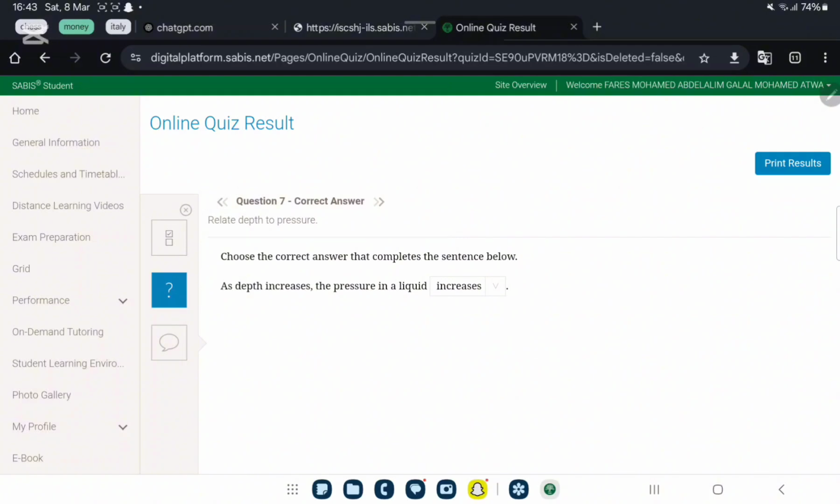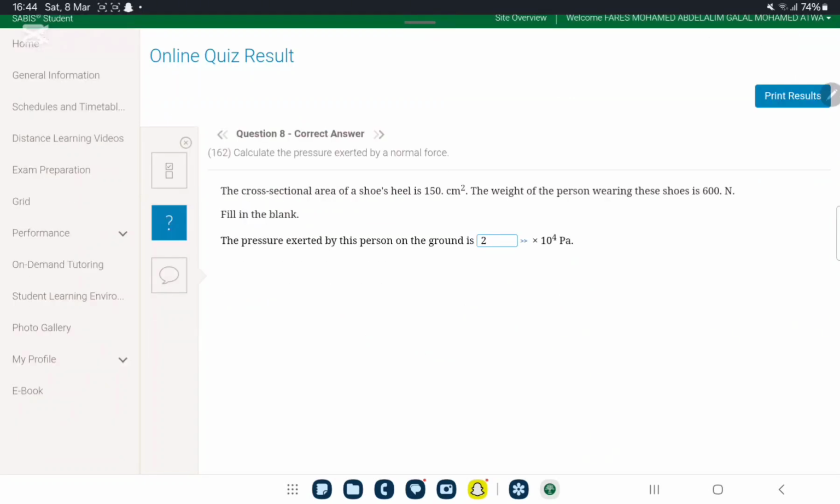Here they're asking about the relation between depth and pressure. As depth increases, depth is the height, and then the rule is density times G times H. As height increases, the whole thing is going to increase. So as depth increases, pressure increases. Here they said the area of one of the shoe's heels is 150 centimeter squared. The weight of the person wearing these shoes is 600 newtons.